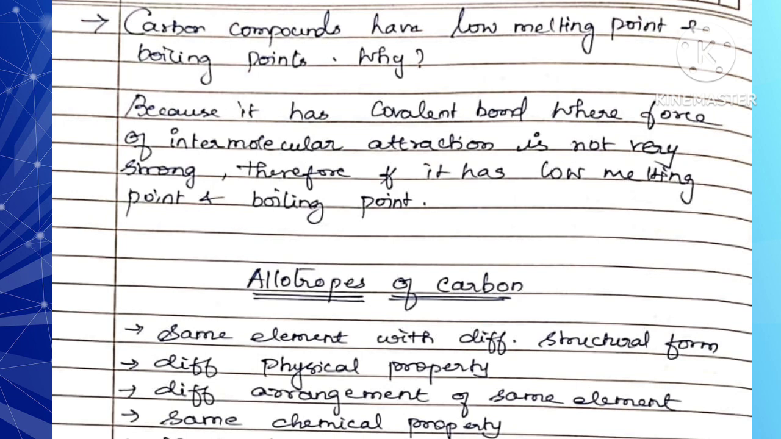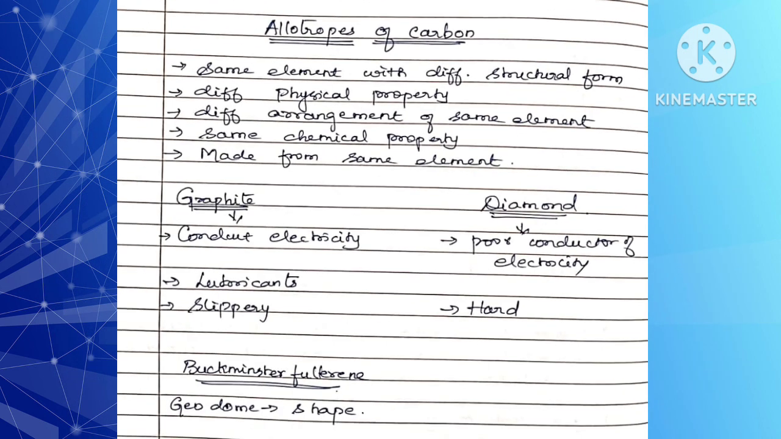The reason is carbon compounds form covalent bonds, where there is less intermolecular force of attraction between the molecules. This leads to low melting points and boiling points. The next topic we are going to see is allotropes of carbon. Allotropes means the same element with a different structural form, which has different physical properties with the same chemical properties. Examples here are graphite, diamond and Buckminster's fullerene.